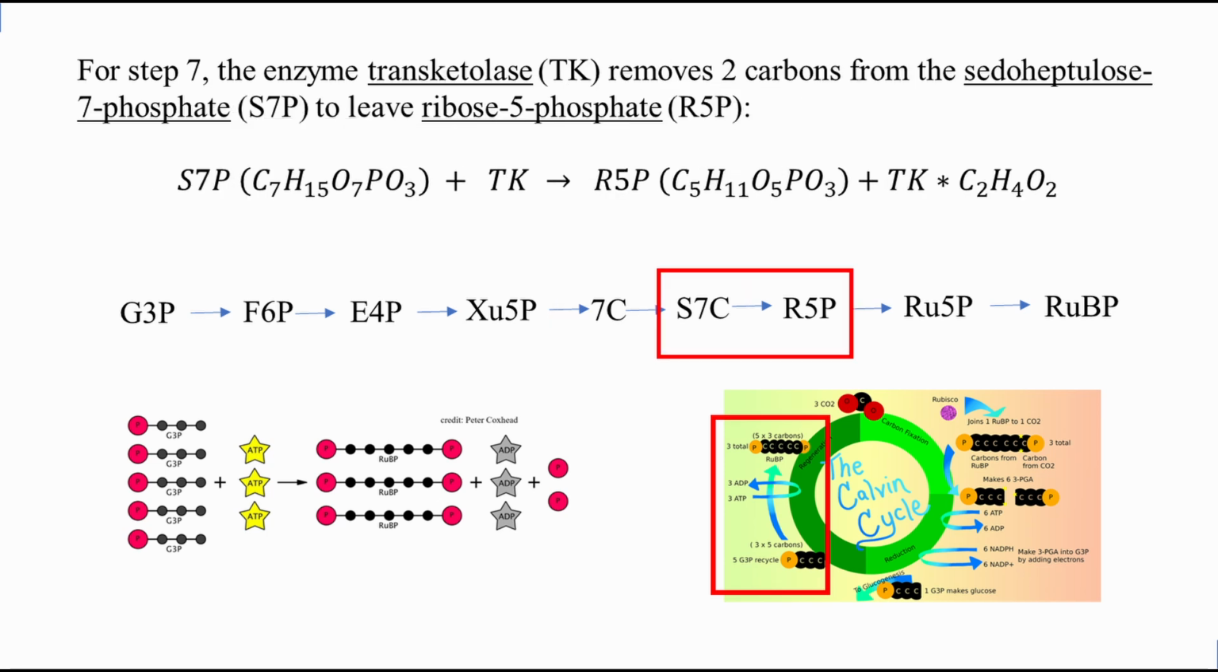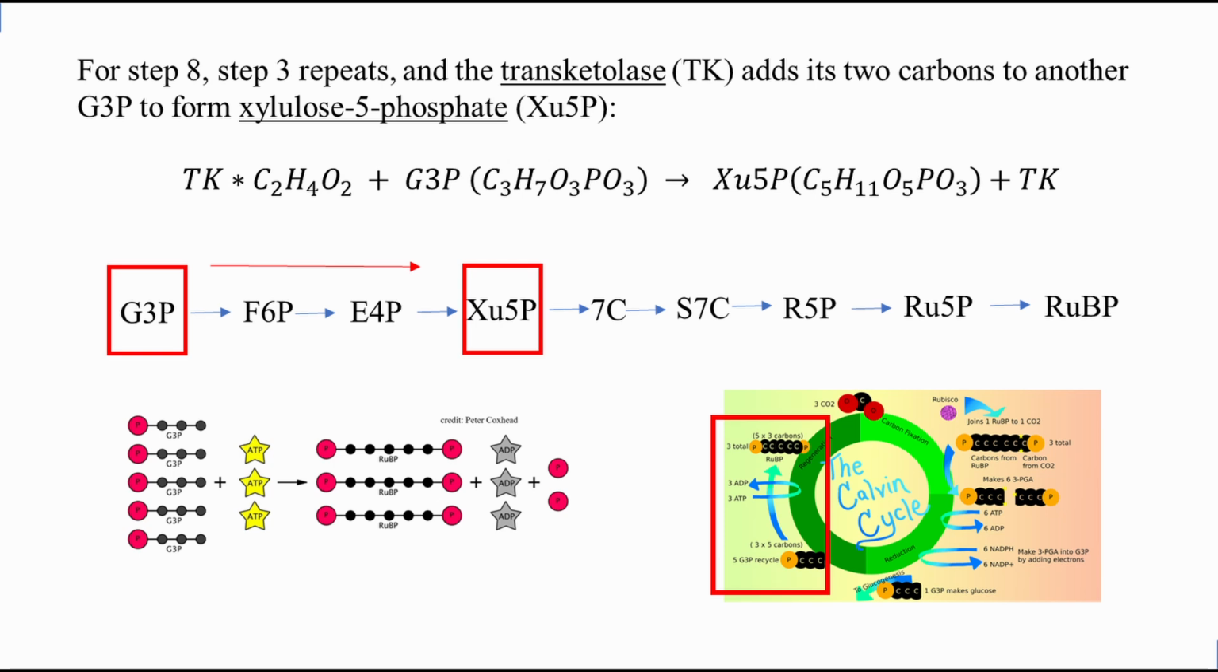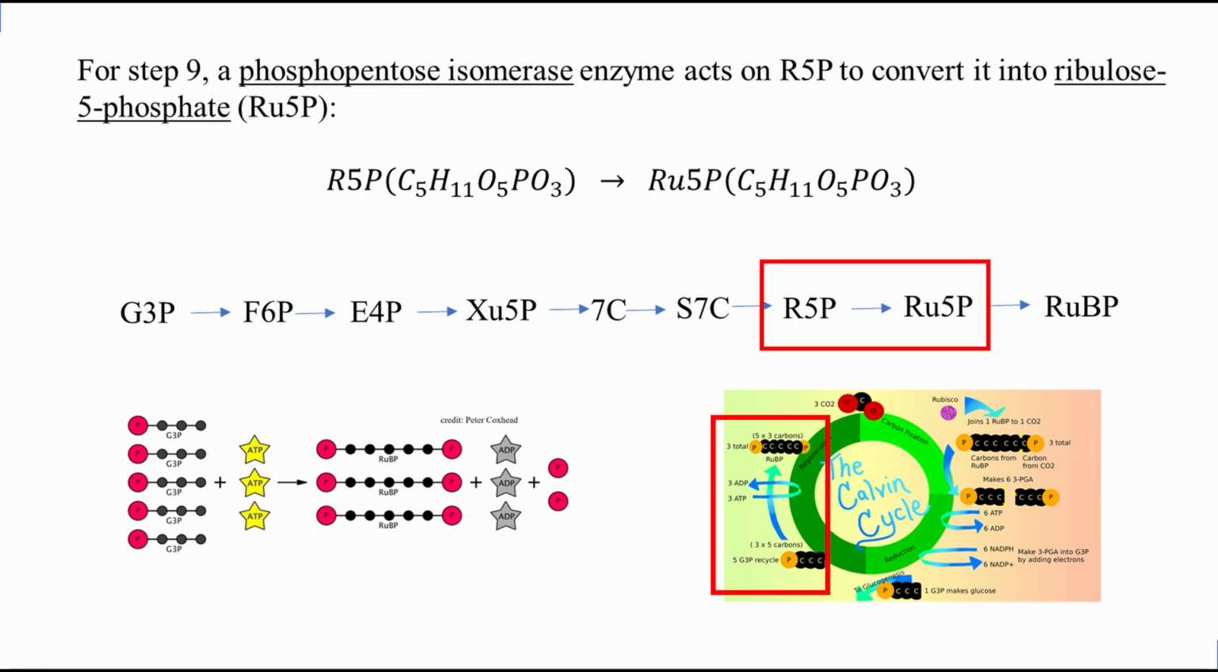For step 7, the enzyme transketolase TK removes 2 carbons from the sedoheptulose 7-phosphate S7P to leave ribose 5-phosphate R5P. For step 8, step 3 repeats, and the transketolase TK adds its 2 carbons to another G3P to form xylulose 5-phosphate XU5P. For step 9, a phosphopentose isomerase enzyme acts on R5P to convert it into ribulose 5-phosphate RU5P.